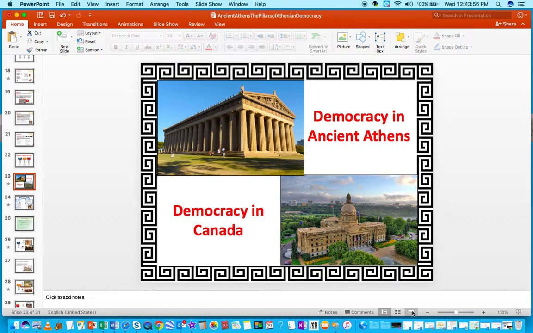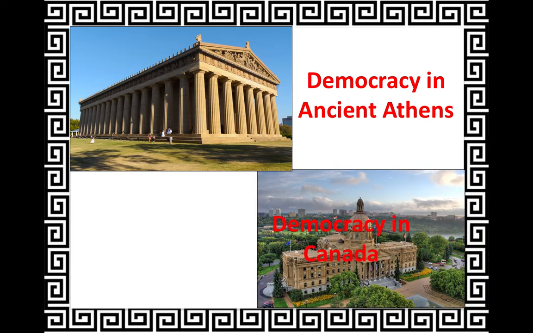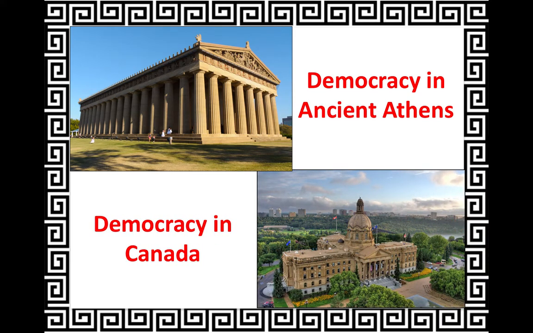Hi there, guys. So today we're going to be looking at democracy in ancient Athens and comparing it to that of Canadian democracy. And we're going to see what the difference is between the two. As you can see in this picture, we've got a picture of the Parthenon. And down here we have the picture of our Parliament building in Alberta. So we're going to be comparing ancient Athens to our Alberta provincial government. Okay, let's get started.